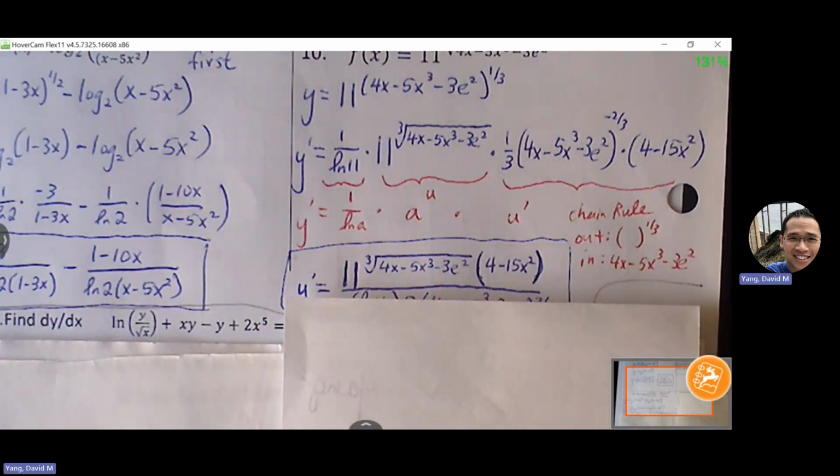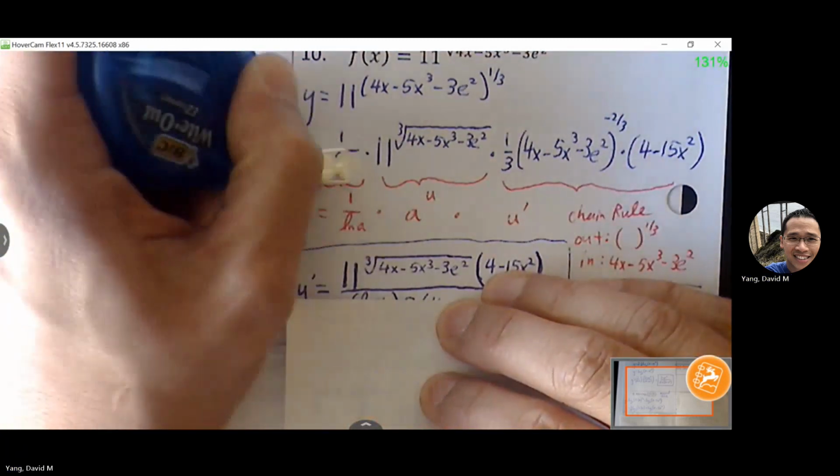Okay, so 1 over natural log of a times a to the u times u prime. And u prime, we got to think about outside portion versus inside portion and take each derivative accordingly. Oh, sorry, my bad. This is wrong, right? It should be what? Just natural log of a, right? Sorry, that's my mistake.